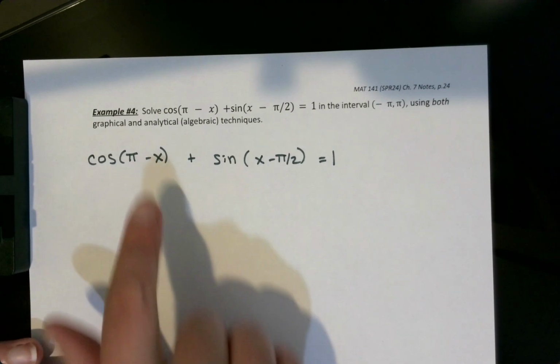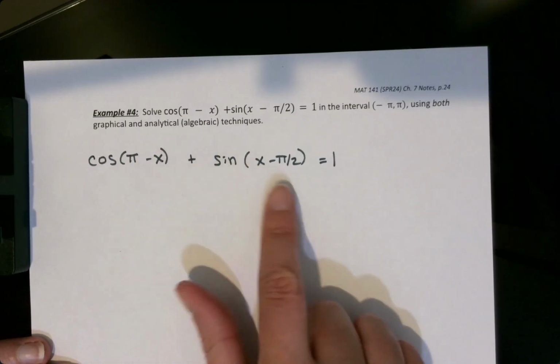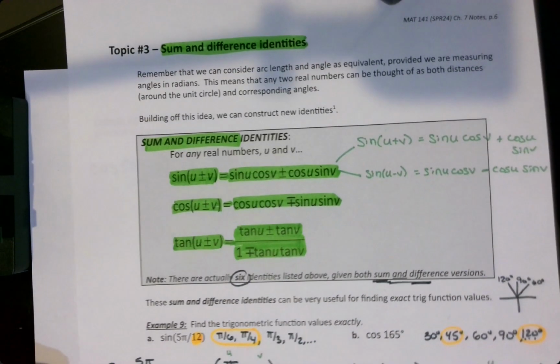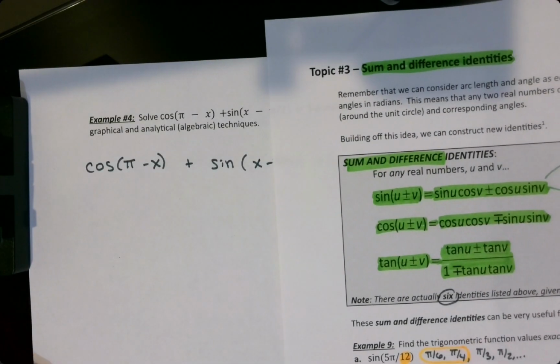It looks like I can use the sum and difference identities for sine and cosine here. So let me locate those. You can find these identities in your formula sheets or earlier in your notes. We're going to need to use the difference identity for cosine and the sum identity for sine.